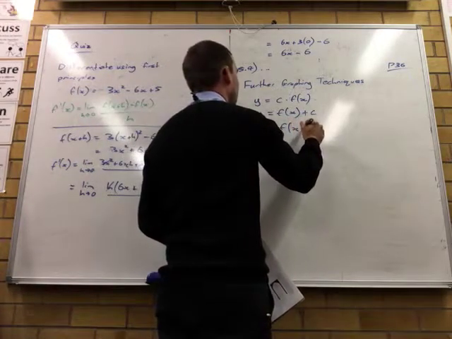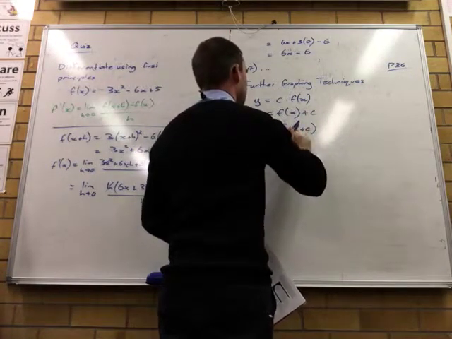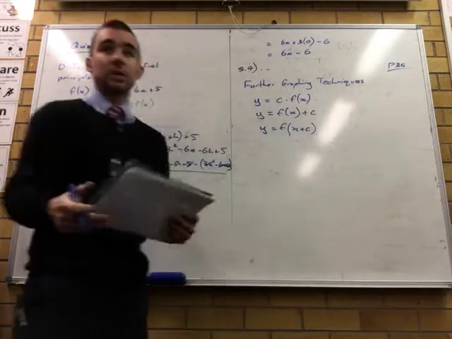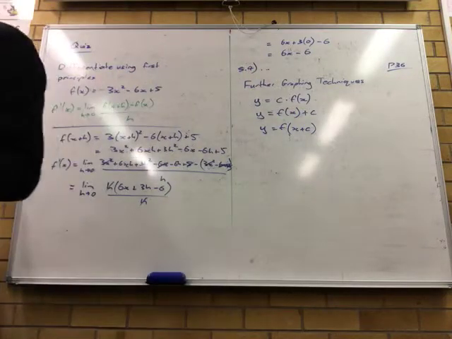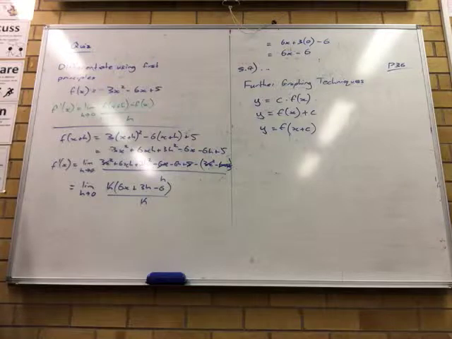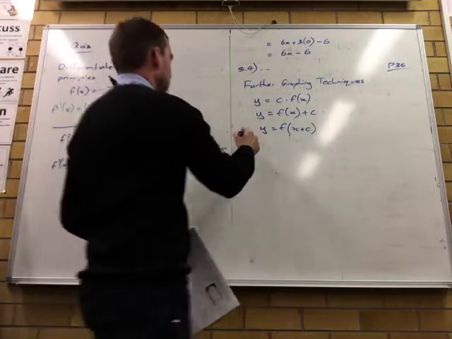Now, if you do f of x plus c, so find f of x plus c for the function, that will result in a horizontal translation. In other words, it will move left or right depending on the value of c. Right, so let's look at some examples.